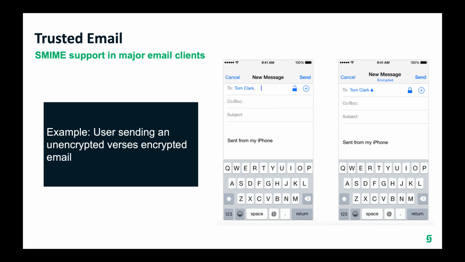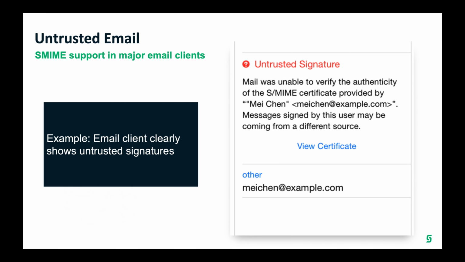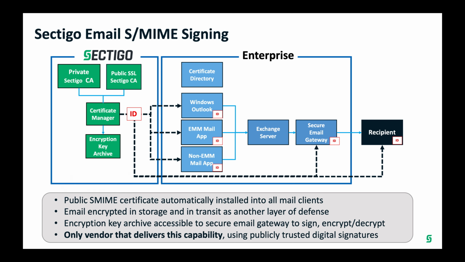This slide shows examples of what it looks like when creating a new email before and after it is set to be encrypted. The lock symbol shows when the email is encrypted. What happens when an email is sent, signed by an MIME certificate that does not match the address in the email? You can see this in the screenshot on this slide. The user interface of your email client will show this clearly, helping to protect you from business email compromise.